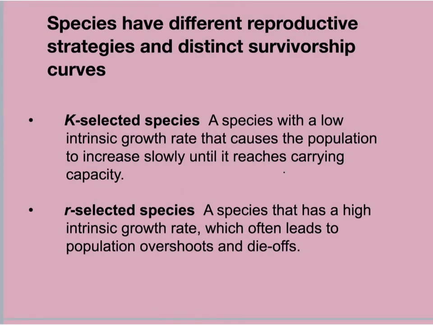Essentially, species have two different types of reproductive strategies and a distinct survivorship. So we call them K-selected and R-selected species. A K-selected species has a strategy with a low intrinsic growth rate that causes a population to increase very slowly until it reaches carrying capacity.